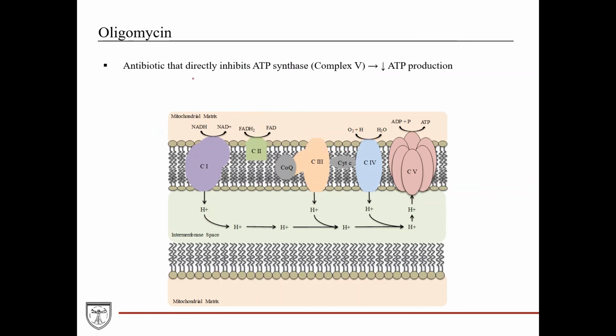Oligomycin is an antibiotic that directly inhibits ATP synthase, so it goes right to the source, blocks complex 5 or ATP synthase, which then severely decreases ATP production, because then it doesn't even matter what the proton gradient is. If you're directly inhibiting this, then you're directly affecting ATP synthesis. And because of that, oligomycin is typically not used for therapeutic purposes. It's used more in research labs for that reason, because the side effects would be potentially devastating if you used it in a therapeutic realm.